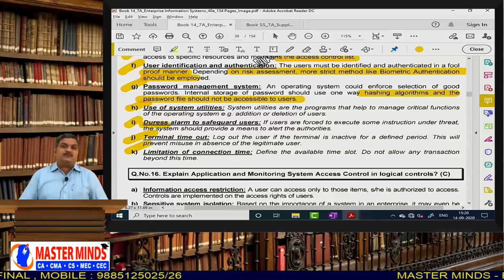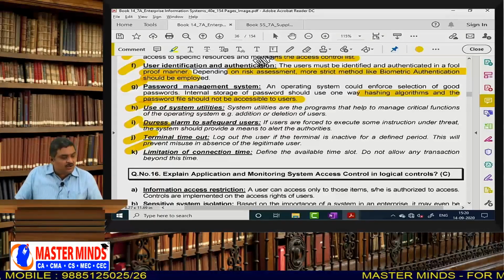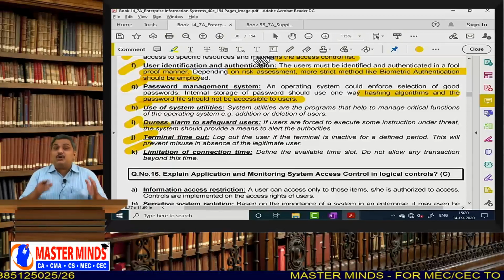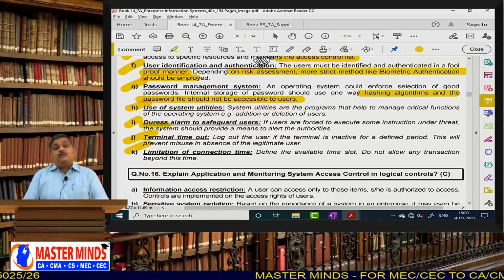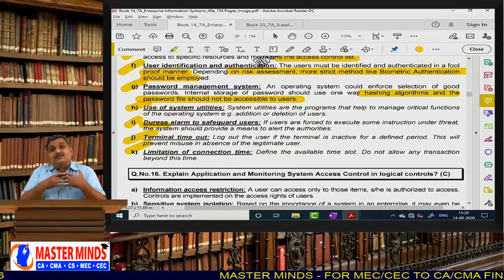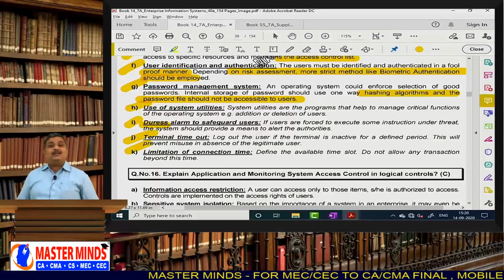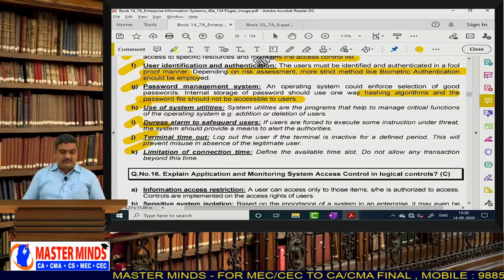Again, this is our common experience while using ATMs or other high security systems. So this kind of mechanism should also be there. And who will tell you the transaction timed out? Again, the operating system. That's why all these things come under operating system controls.